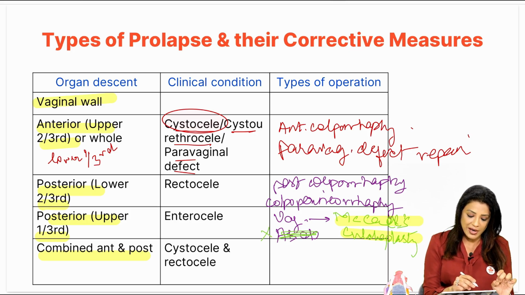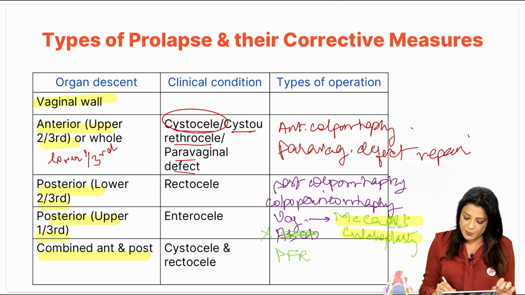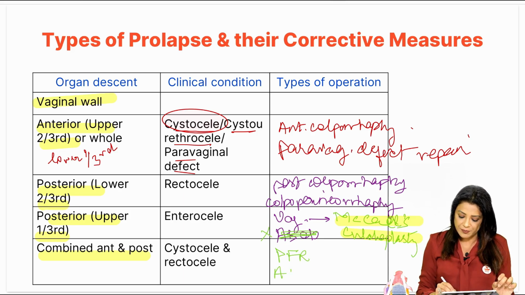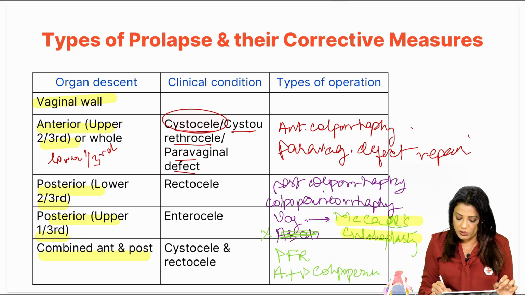Now coming to the combined ones. Combined cystocele and rectocele needs a pelvic floor repair, that is PFR, that is anterior plus posterior colporrhaphy, colpo-perineorrhaphy, right?